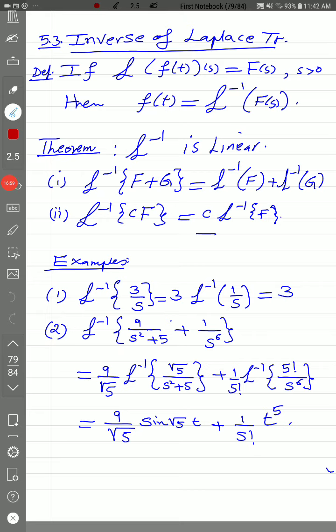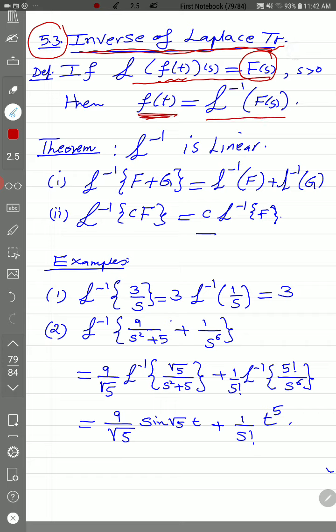Okay, now if we carry on, as I said, this is just the background. I'm going very quickly through this. We shall study the inverse of Laplace. This is 5.3. Now, if L of f of t is F of s, then we can find f of t. If I give you F of s, you can find f of t the other way around. So your f of t is called the inverse of F of s.